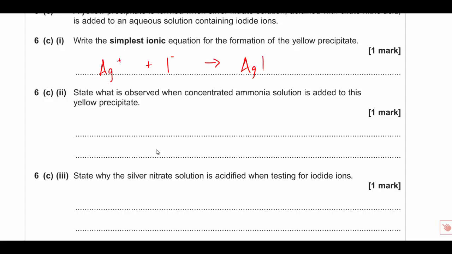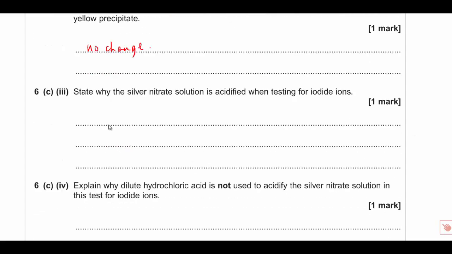So iodide does not dissolve, so no change. No visible change, the precipitate does not dissolve. Iodide, if you remember, is the one that doesn't dissolve in any. The chloride dissolves in dilute, the bromide dissolves in concentrated, the iodide doesn't dissolve at all in ammonia, so that's another mark there. Why is it acidified?